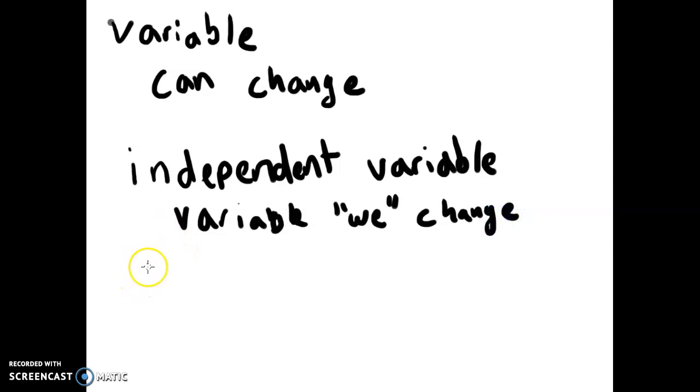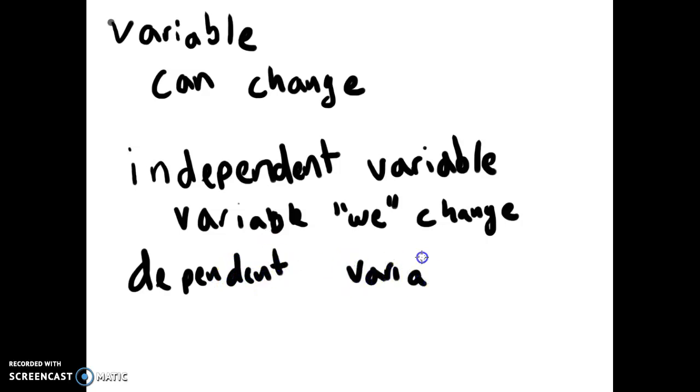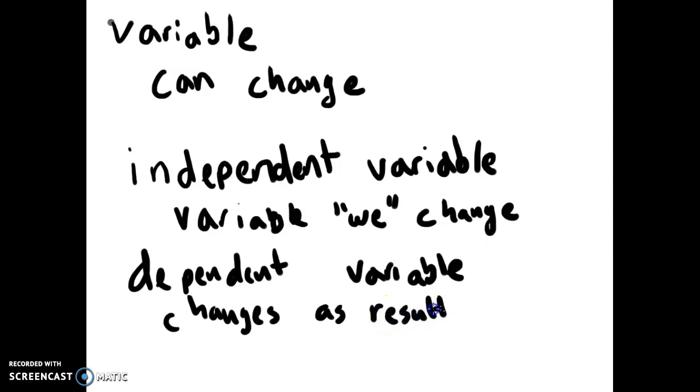And then we have the dependent variable, which is a variable that changes as a result of changing the independent variable. So it changes as a result of changing the independent variable.